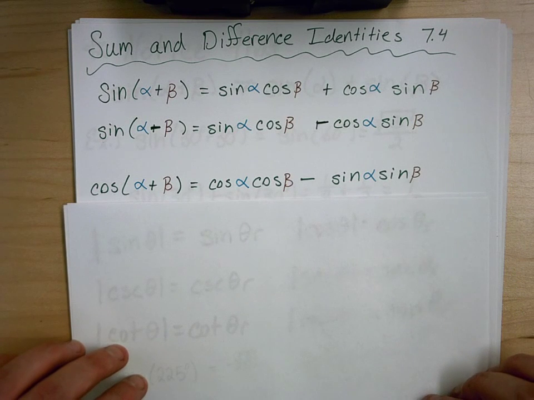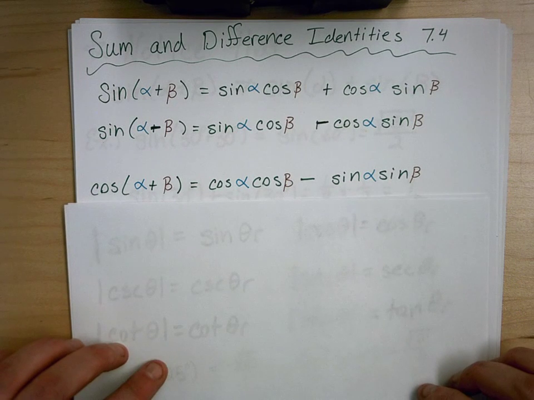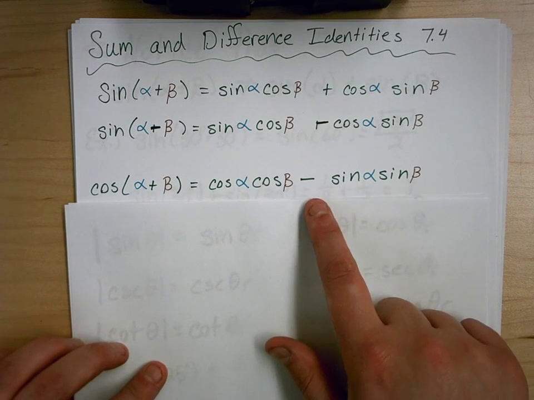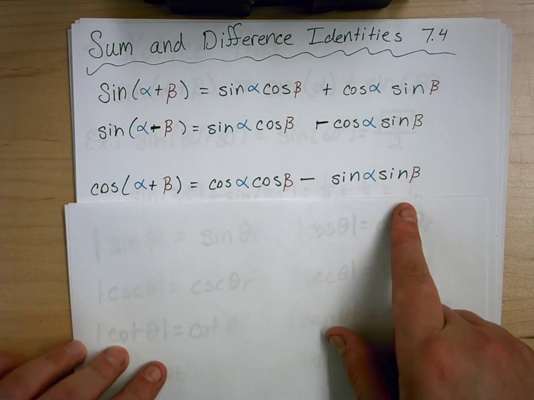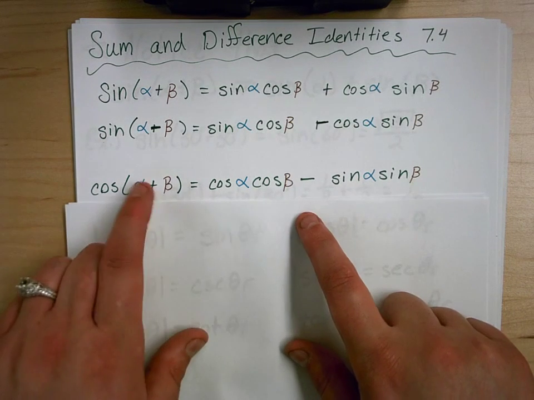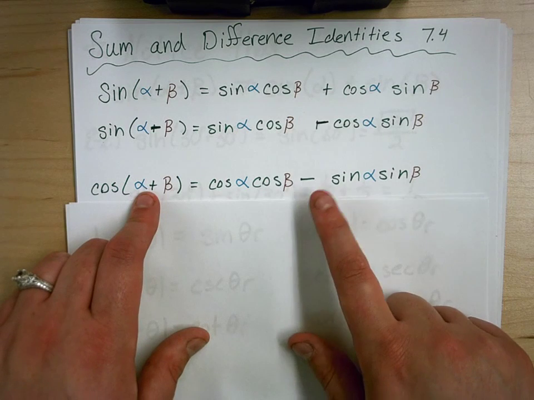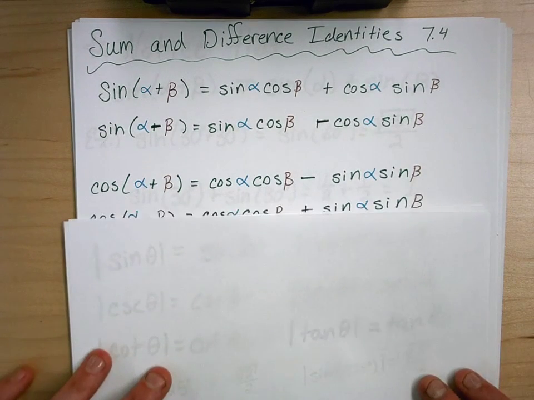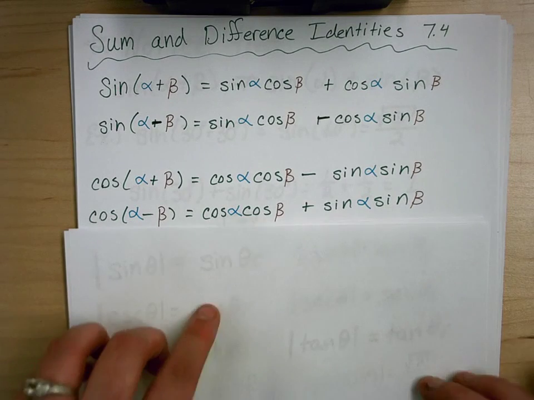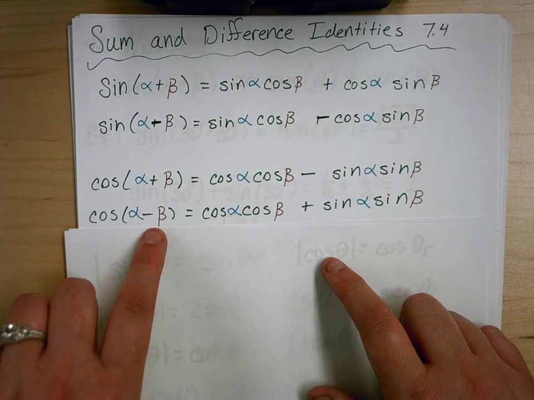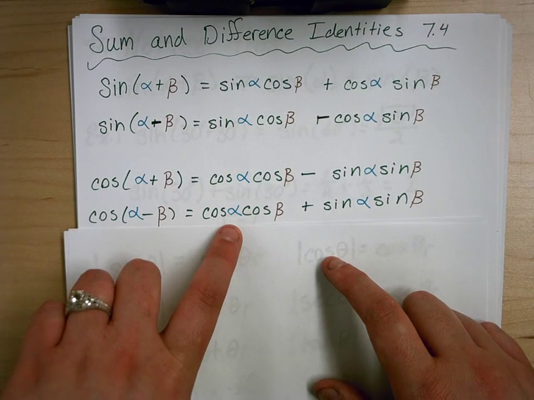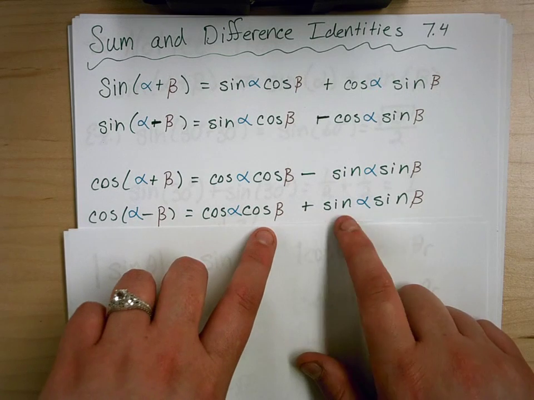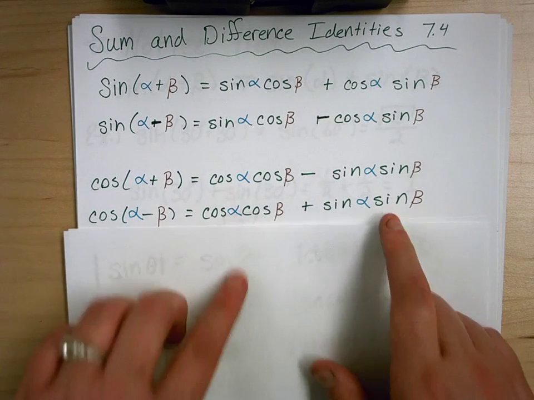We have cosine of alpha plus beta equals cosine alpha cosine beta minus sine alpha sine beta. Even though this is adding here, on cosine it's kind of flipped from what you would think. It's going to be subtraction. And as you may have guessed, when we get to subtraction, it's going to be addition. So it's going to be cosine of alpha minus beta equals cosine alpha cosine beta plus sine alpha sine beta.